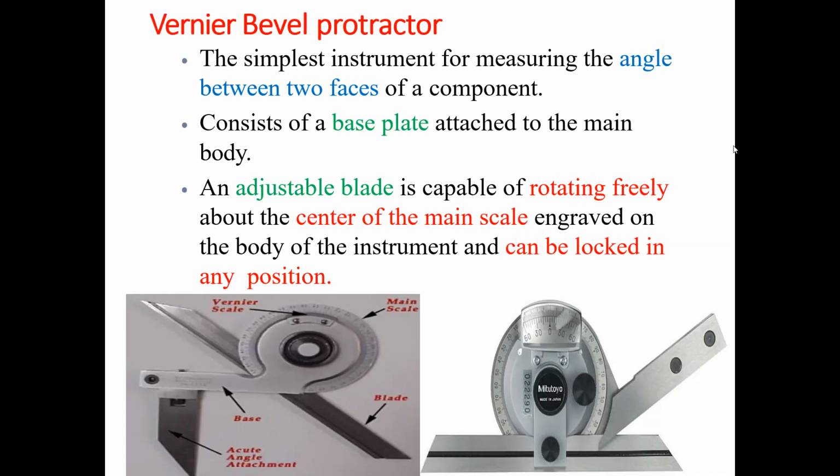It consists of a base plate attached to the main body. This is the base plate, completely attached to the body of the instrument, and an adjustable blade is capable of rotating freely about the center. If you take this adjustable blade, this is a beveled edge blade.